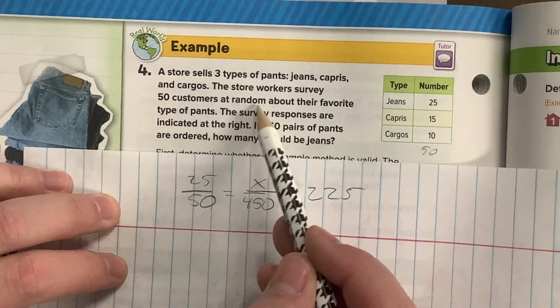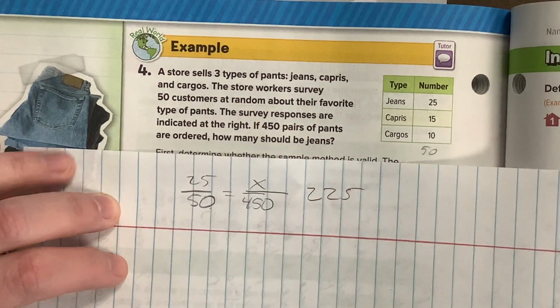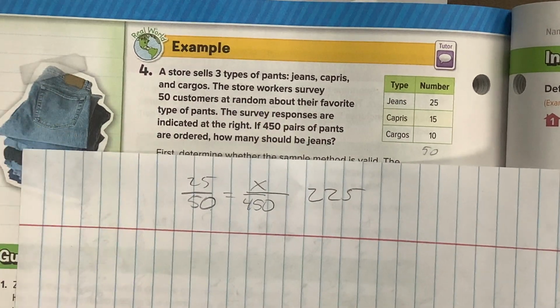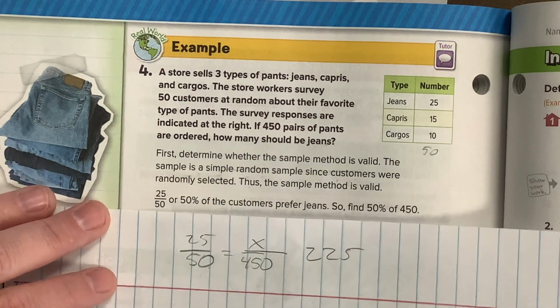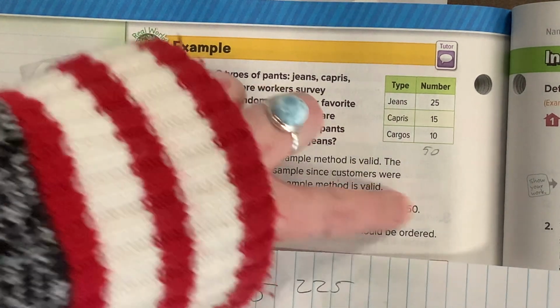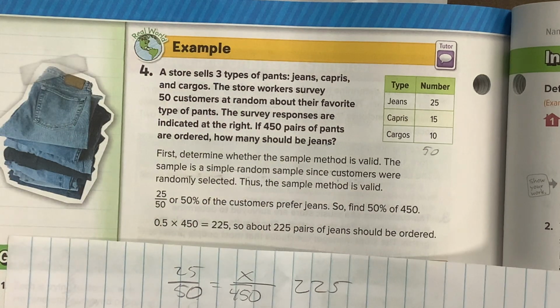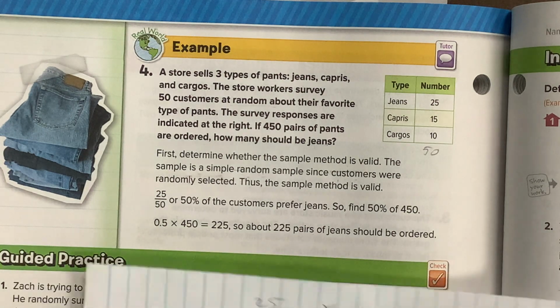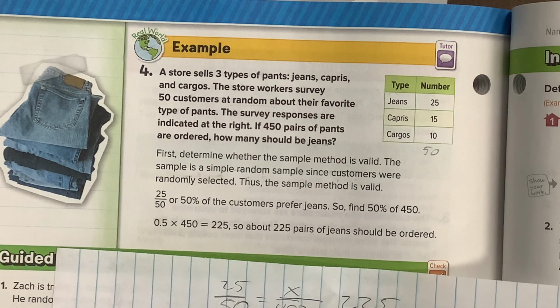So if we do have valid, somewhere it's probably going to say random in order to make that happen, or it'll give you a pattern, a system. And let's just see, yep, 50% of the customers, which is half. So about half of them should be jeans, okay? So you only have to predict from the ones that are valid and unbiased, okay? And that's how to do that section.